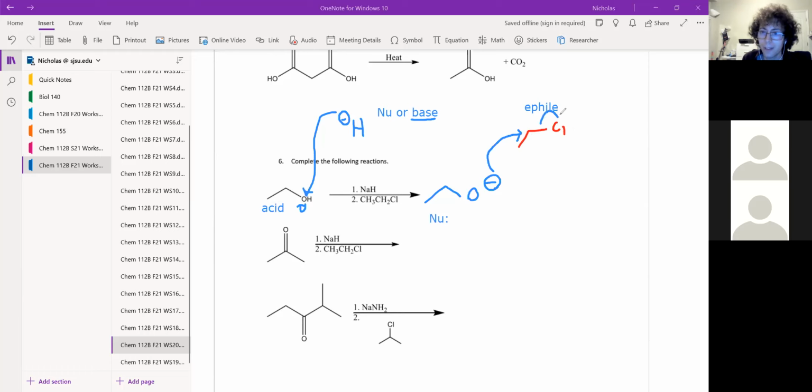It looks like this. What would we call this? Yeah, the chlorine leaves when the nucleophile attacks. But what mechanism from 112A is this where the nucleophile attacks and the leaving group leaves at the same time? Yeah, it's SN2. And this forms an ether.